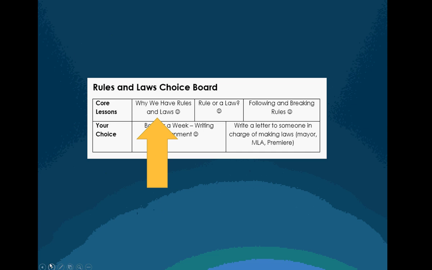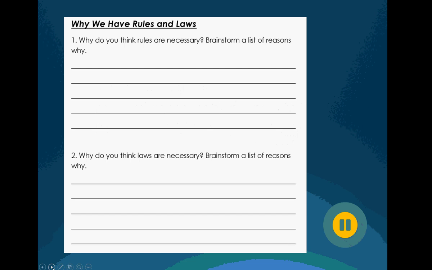Well done, everyone. You've had a good start to understanding rules and laws. Now we have 3 core lessons that you're going to do in your booklet. Lesson 1, why we have rules and laws. So let's get started. There's 2 questions that you're going to need to answer.